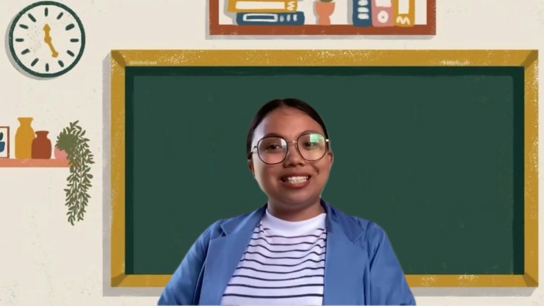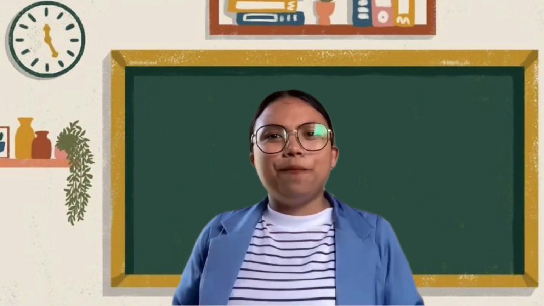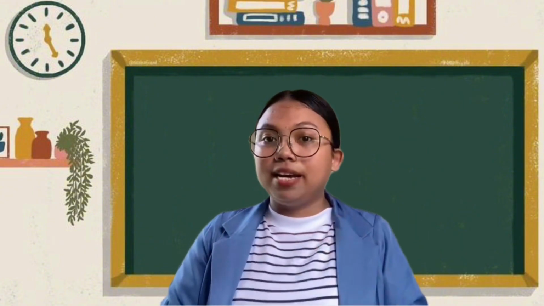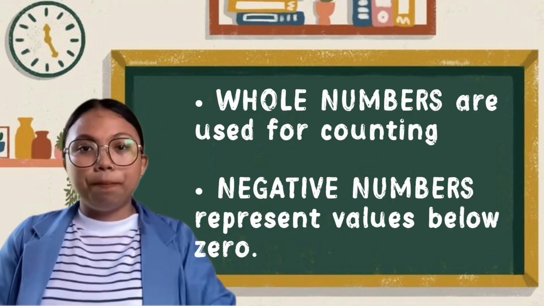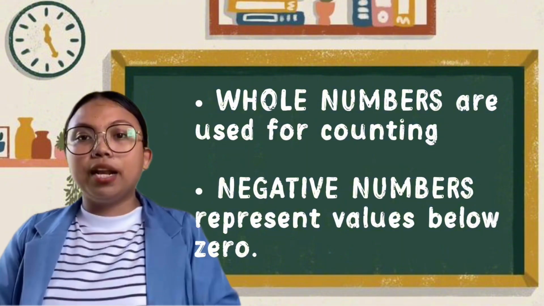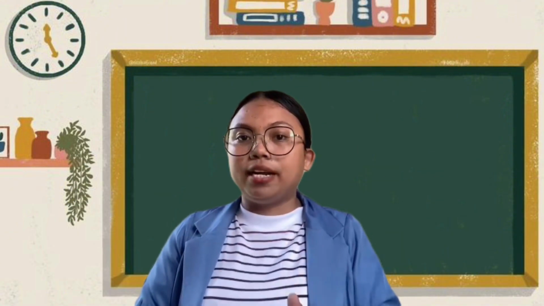So now, class, let me ask you, what is the difference between whole numbers and negative numbers? Okay, Anika. Wow, very good. Whole numbers start from 0 and go higher, while negative numbers are below 0 and have a negative sign. To summarize, whole numbers are used for counting, while negative numbers represent values below 0. Both are important in mathematics and in our daily lives.